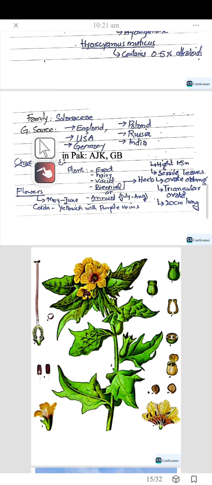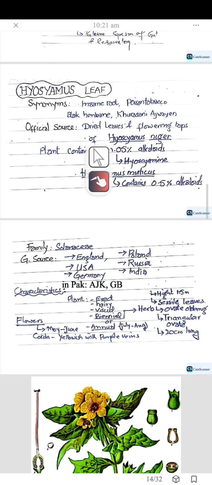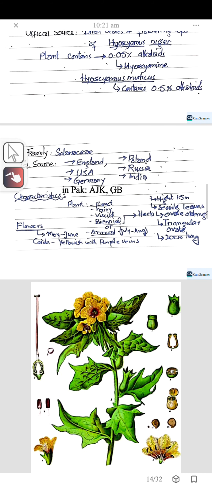Geographical source: mostly this plant is found in England, Poland, United States of America, Russia, Germany, and India. In Pakistan, this plant is mostly found as a wild plant in Azad Jammu and Kashmir and Gilgit-Baltistan. One of its Pashto synonyms or traditional names is Kharwag or Kharmau. So you can also revise or memorize this Pashto name for this plant.